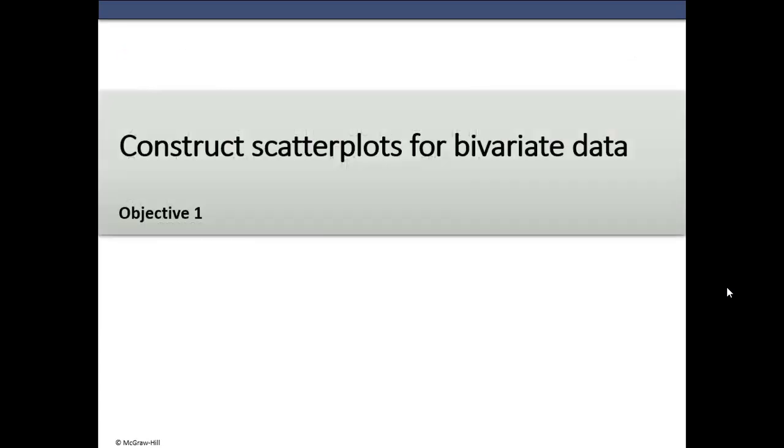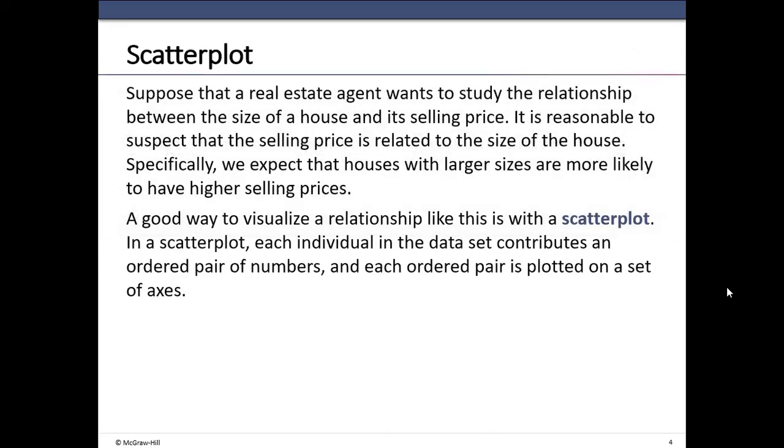Bivariate data means two variable data. The example I gave, height and weight. Height is on the horizontal axis, weight on the vertical axis. Suppose that a real estate agent wants to study the relationship between the size of a house and its selling price. It is reasonable to suspect that selling price is related to the size of the house. Specifically, we expect that houses with larger sizes are more likely to have higher selling prices.